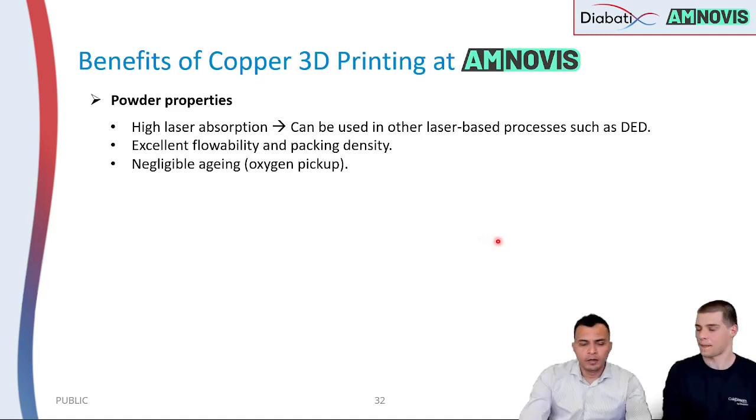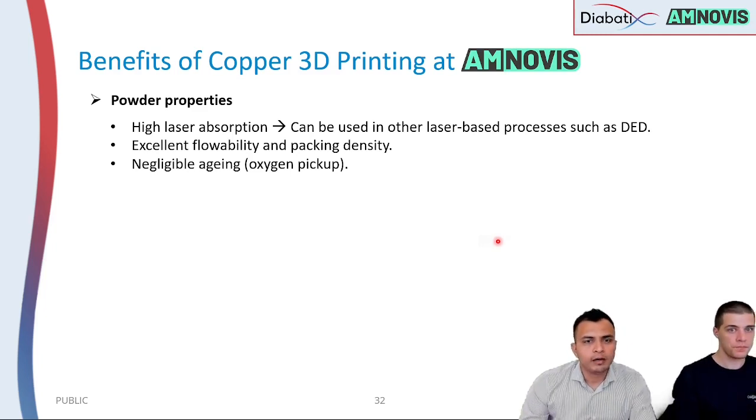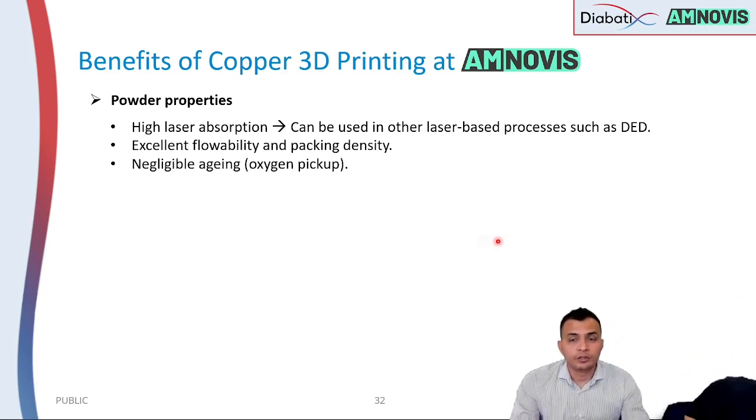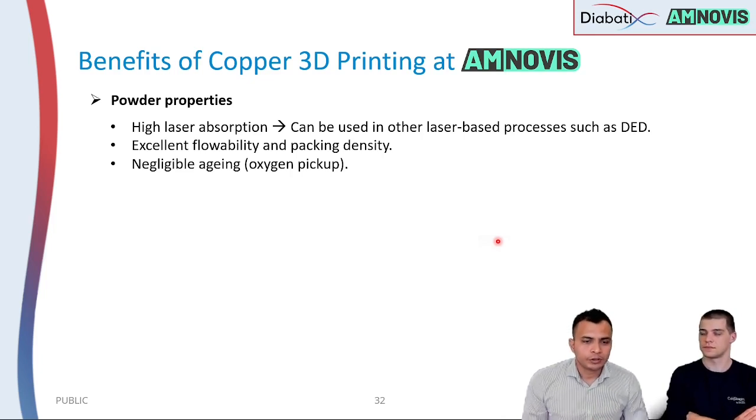Yeah. So in this slide, I have summarized the benefits of working with Amnovis. Number one, we have proprietary powder and processes which are patent protected, wherein we use optically absorptive powders. That's where we are able to print copper components with conventional machines equipped with fiber lasers. On top of that, the powder that we have is robust against oxidation, and it has excellent flowability and packing density, which are properties crucial for laser powder bed fusion as such.